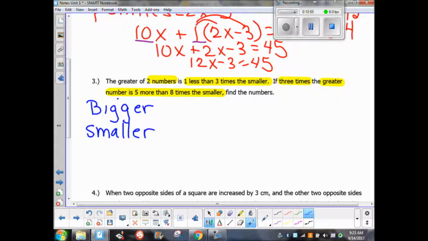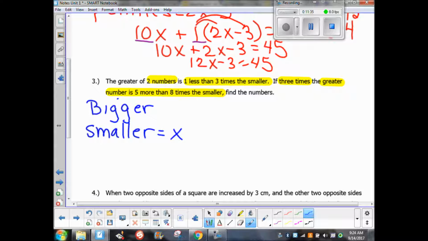Always keep asking yourself, what do you know? Write it down, then think about it again. Kind of take it a step at a time. The greater of 2 numbers is 1 less than 3 times the smaller. What do I know nothing about? The bigger or the smaller? It says the greater of the 2 numbers is 1 less than 3 times the smaller. So I know nothing about the smaller. So the smaller, we're going to call it x.